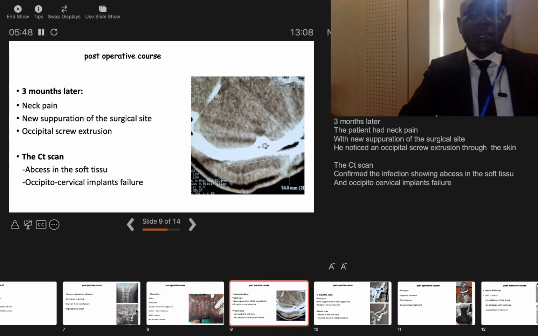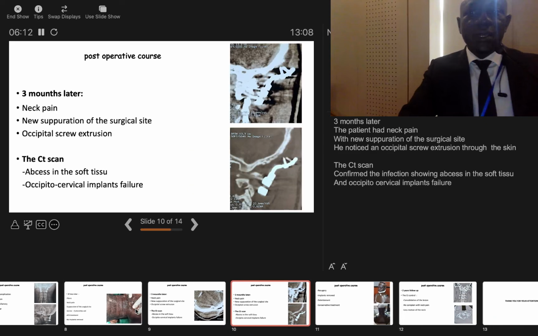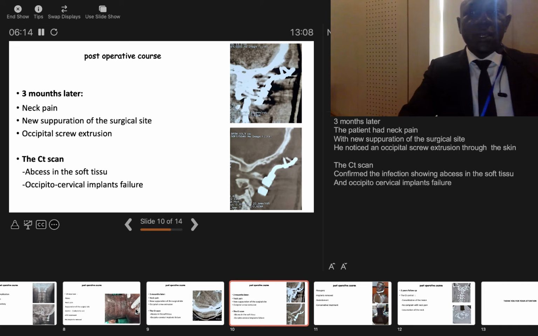3 months later, he had neck pain again with new suppuration of the surgical site. We noticed an occipital extrusion through the skin, and the CT scan confirmed the infection and showed the occipito-cervical implant failure.